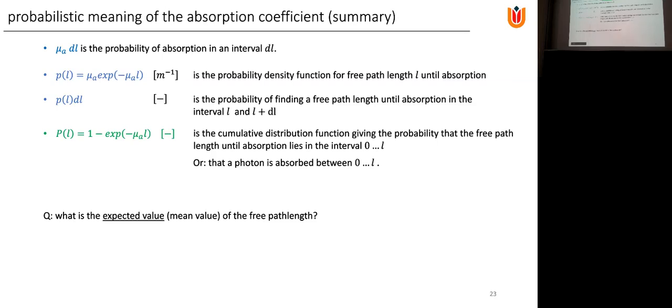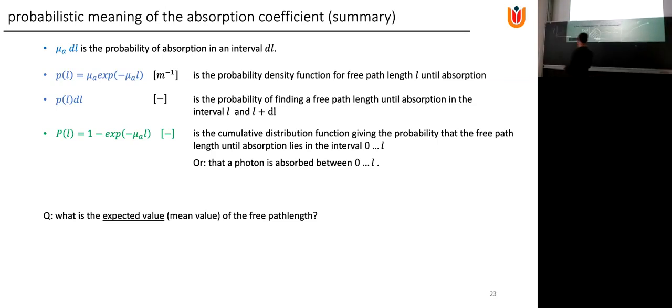Then you have to do the integral. So you take L, you multiply it with P of L, so the likelihood of L happening, and then you integrate that from 0 to infinity. So for any probability density function, let's say we would have some P of X, then X times P of X integrated over the domain would be the expectation value, the mean value.